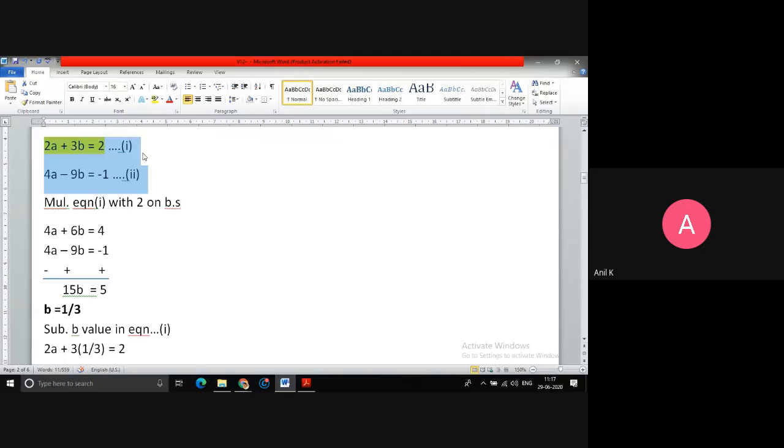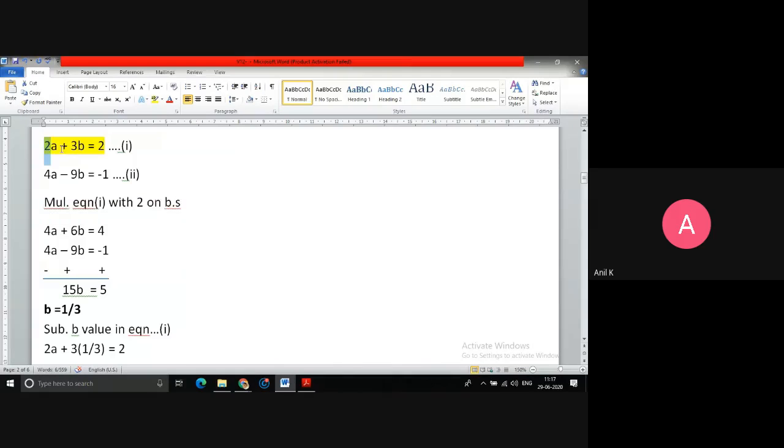Now if you observe equations 1 and 2 carefully, if I want to eliminate a, the coefficient of a here is 2 and here the coefficient is 4. So if I want to make the coefficients of a the same, equation 1 has to be multiplied by 2. 2 times 2a is 4a, and this is also 4a. So that's why here I wrote multiply equation 1 with 2 on both sides. BS means both sides. And equation 2 I am not doing anything, because by multiplying equation 1 by 2, my coefficients of a are going to be the same. That's why I keep equation 2 as it is.